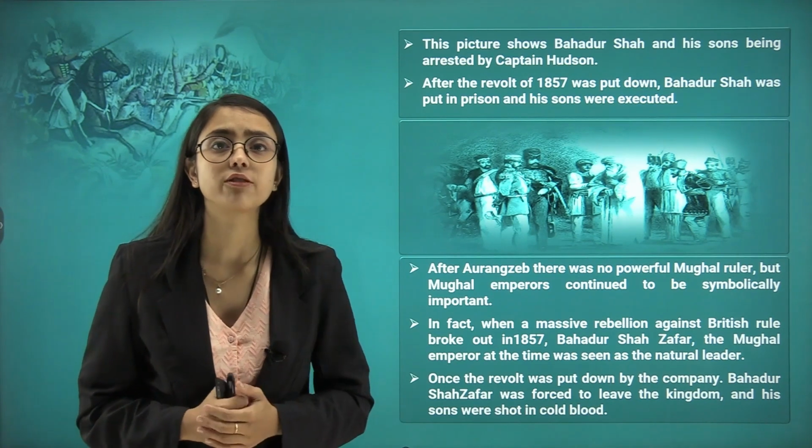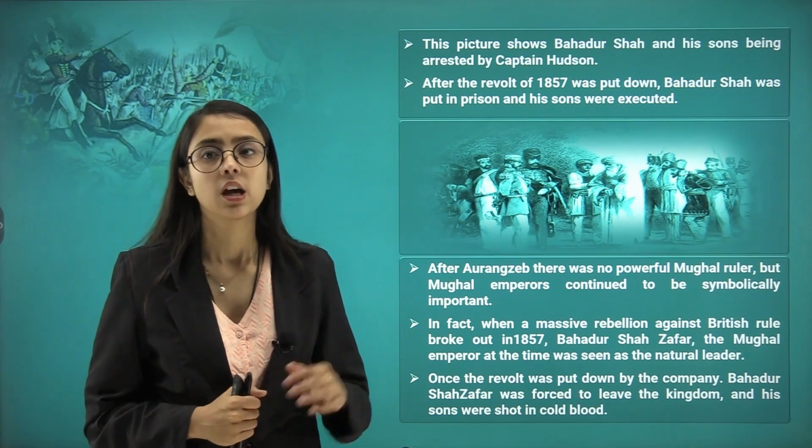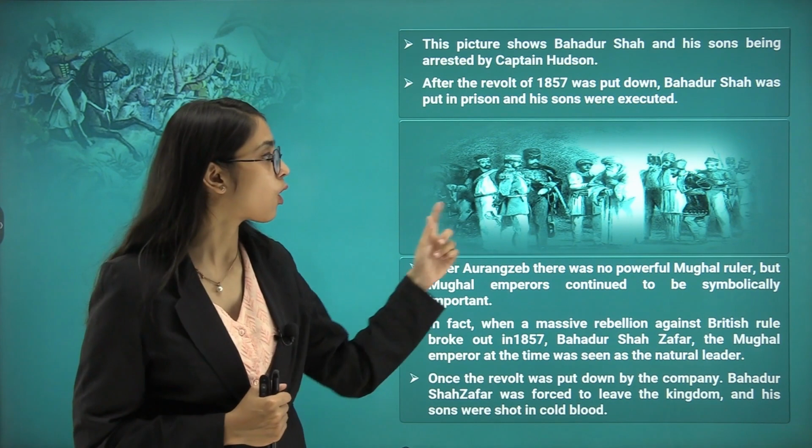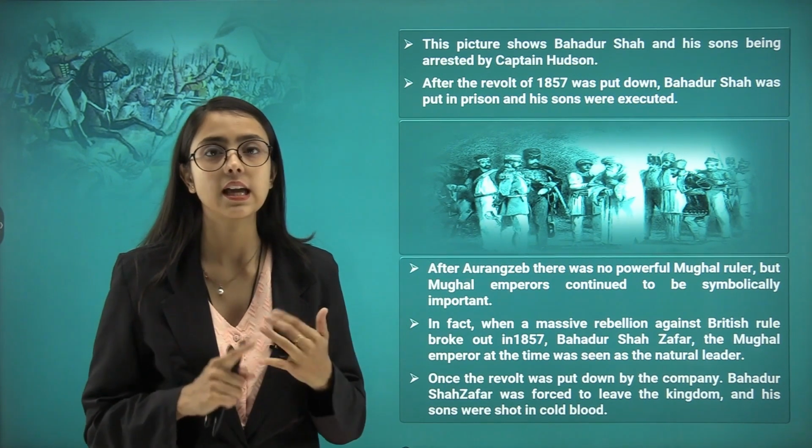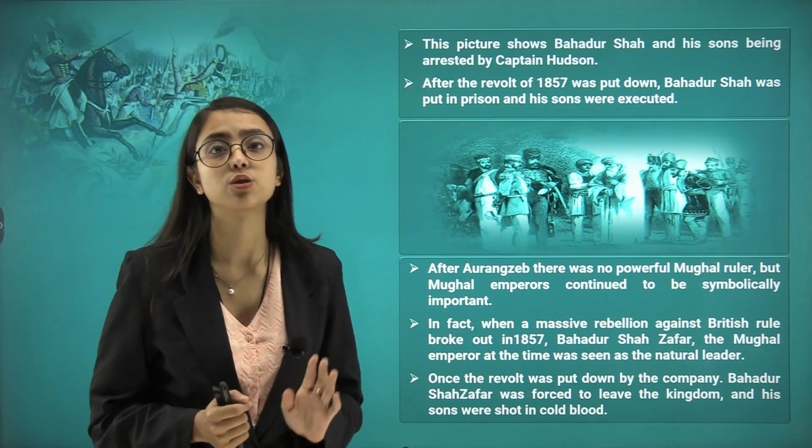After the revolt of 1857 was put down, Bahadur Shah was put in prison. They all were put in prison, he with his sons, and they were executed.